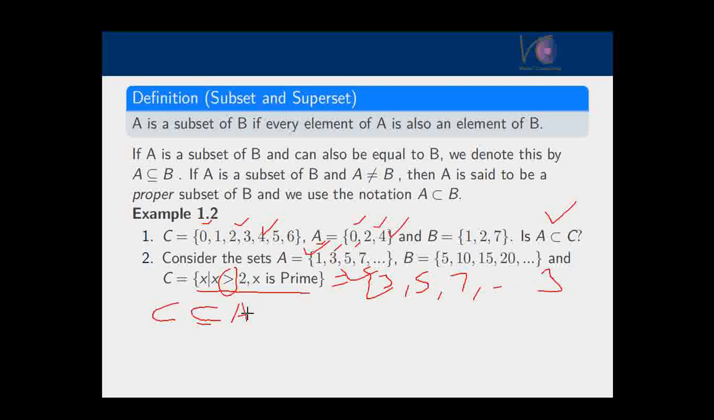Okay? Consider also B. Is B a subset of A? In B we have 5. In A we have 5, yes. In B we have a 10. Do we have a 10 when we are dealing with odd numbers? No, we don't. So here you are going to say that 10 belongs to B, but this 10 does not belong to A. For it to be a subset, we said that all the elements of B should be elements of A.